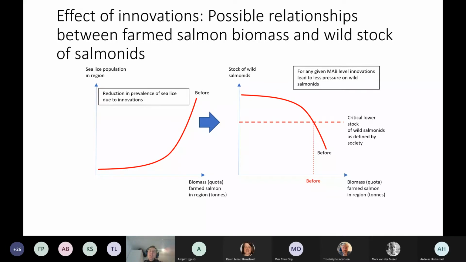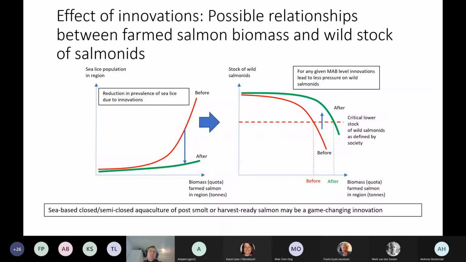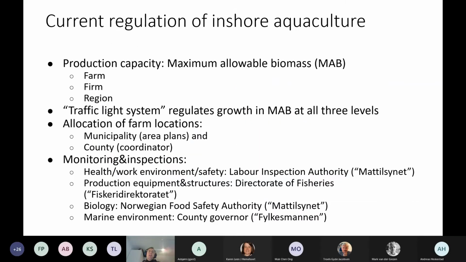And this is where innovation comes in, because if you are able to innovate in the technology so that, for a given level of biomass, you can reduce the prevalence of sea lice, then you can also have a lower externality towards wild salmonids, and increase the stock of wild salmonids. Of course, this is a very difficult and contentious issue. There are many influences on wild salmonids, and aquaculture is only a part of the story here.